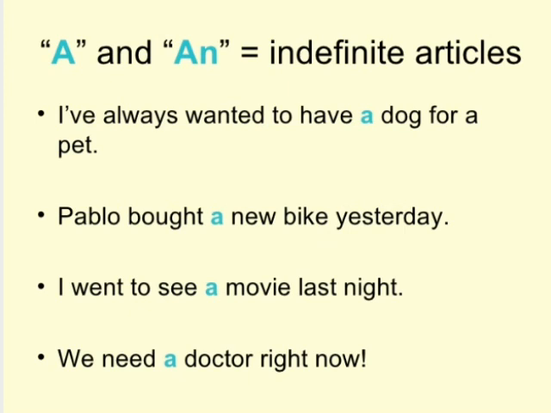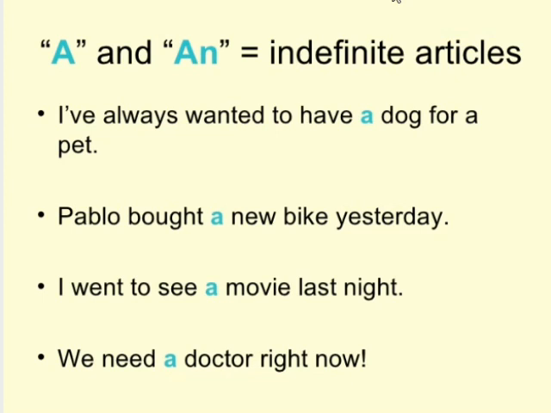For example, in the first example, it says, I've always wanted to have a dog. It doesn't say what dog it is or what specific dog it is. In the second example, Pablo bought a new bike yesterday. It only mentions that he bought a new bike, but it doesn't say what specific bike it is.